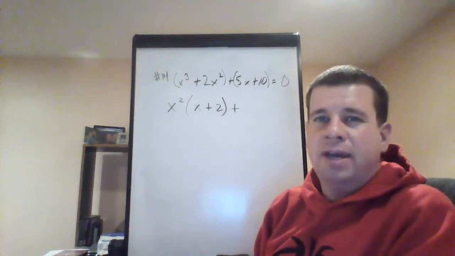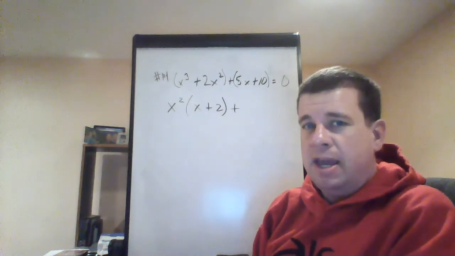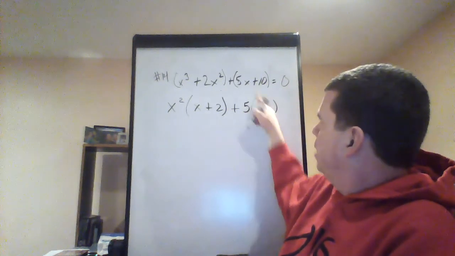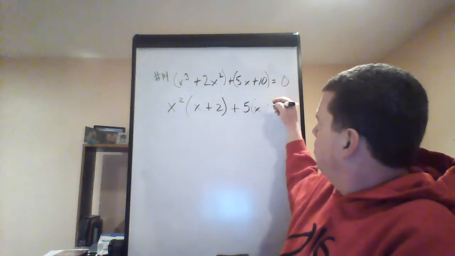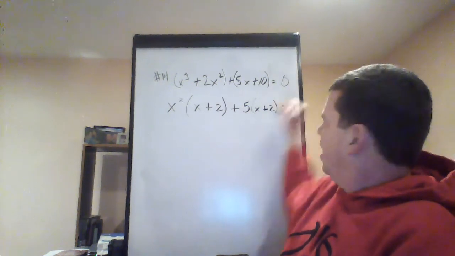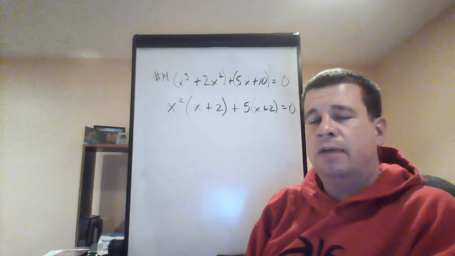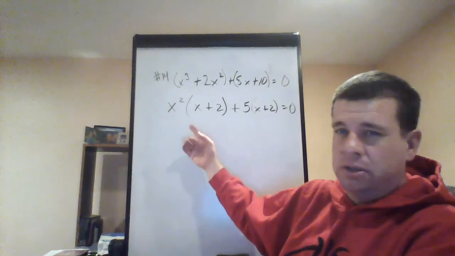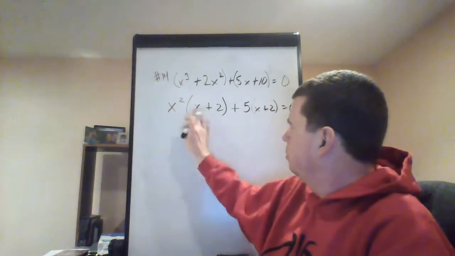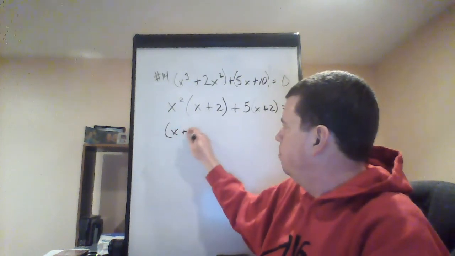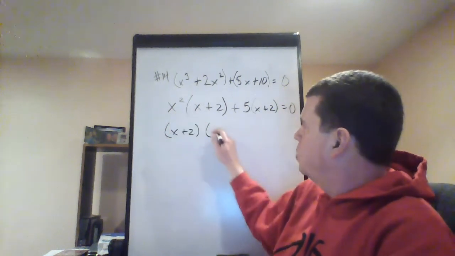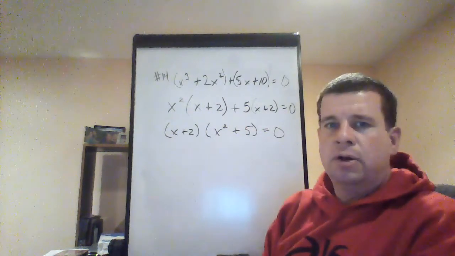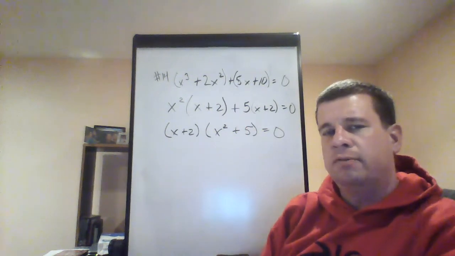And now when I look at 5x plus 10, what factor do they have in common? They both have a factor of 5. And then 5 times what would give me 5x, and 5 times what would give me 10? I see I've got another x plus 2. I've got 5 times the quantity x plus 2. And now this should, again, start to look a little familiar to you. I've got x plus 2 in common with both of those, and that'll leave x squared plus 5. And it still equals 0, because that's what we're trying to do, find the zeros of this polynomial.